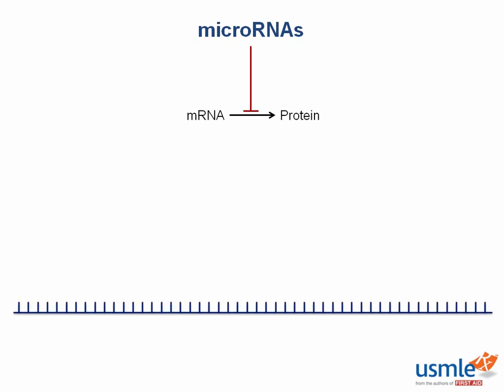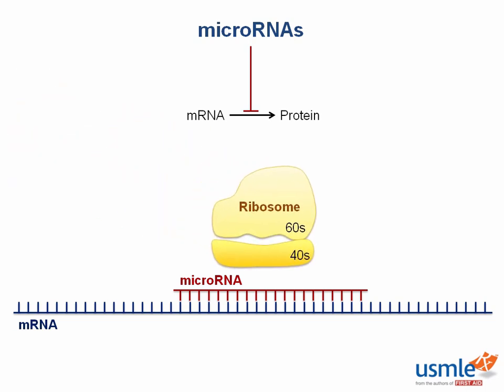So how do microRNAs stop mRNAs from being translated? The key here is that they have a sequence that's complementary to the target mRNA, which allows them to find it and stick to it. Here you can see the microRNA binding to the complementary sequence on its target mRNA.